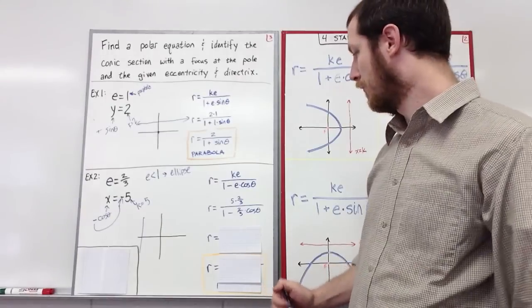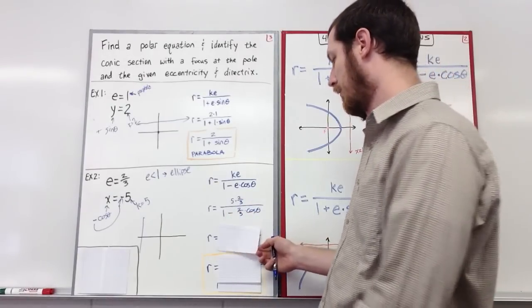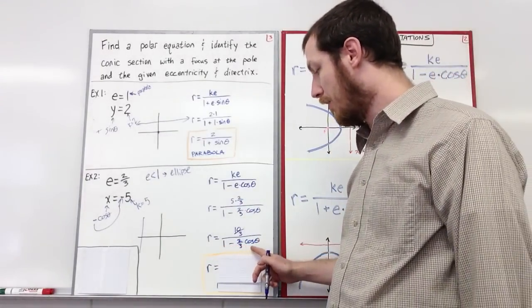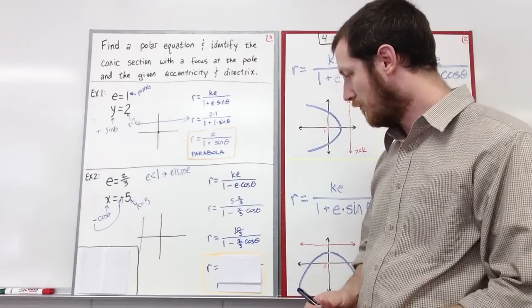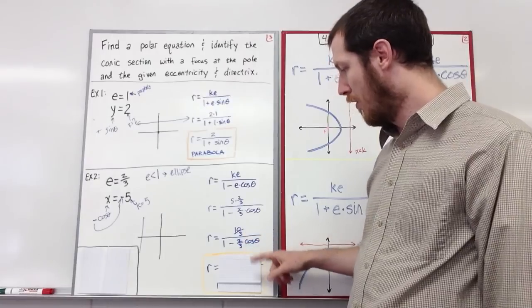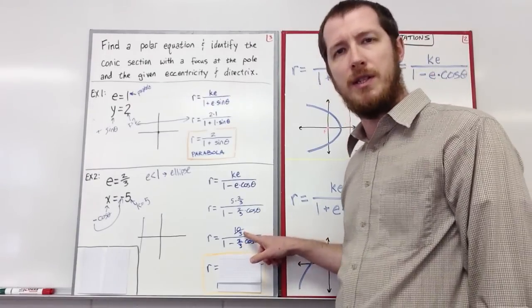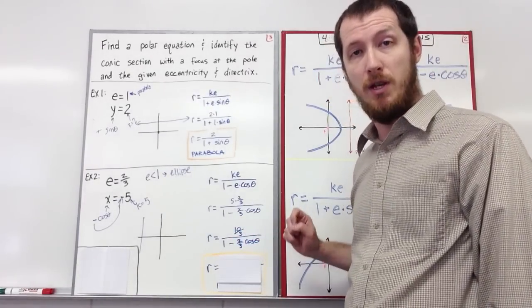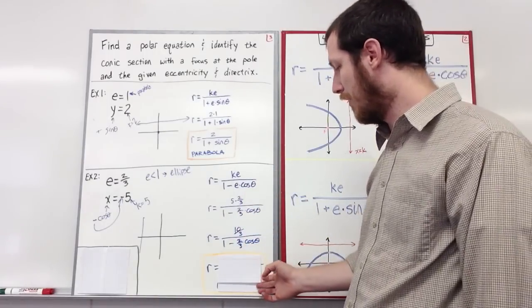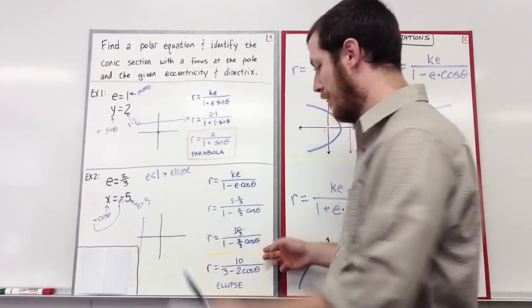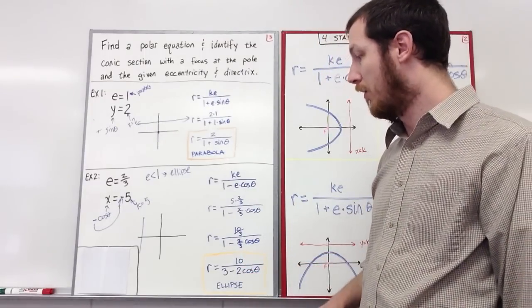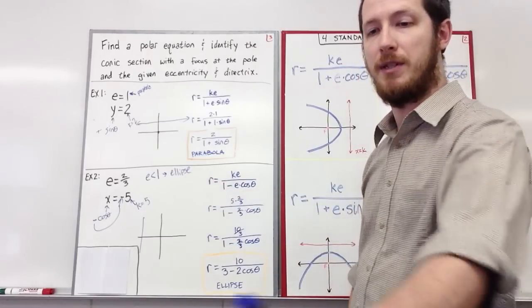Plug them in. Okay, when we simplify, we get 10/3 over 1 minus 2/3 of cosine of theta. Now, in order to get rid of the fractions there, we've got thirds here and thirds here. If we multiply the top and the bottom by 3, then we can get rid of those fractions. So everything in the top by 3, everything in the bottom by 3, and we'll end up with 10 over 3 minus 2 cosine of theta. And again, we said it was an ellipse.